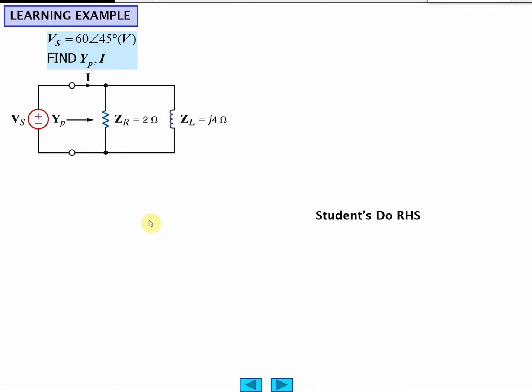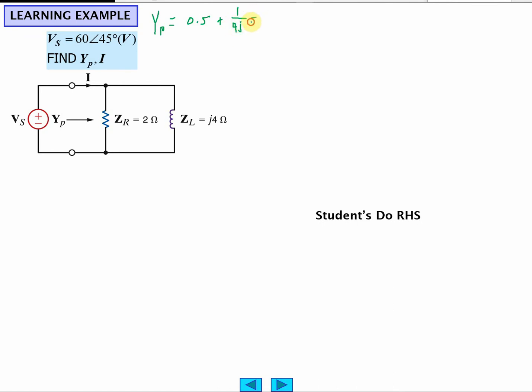Okay, back to the problem. So let's take a look at how to go about this guy. The admittance I can write down immediately. Inverse ohms, and I won't write down the units. I'll just assume everybody knows it's inverse ohms, and then plus 1 over 4j.